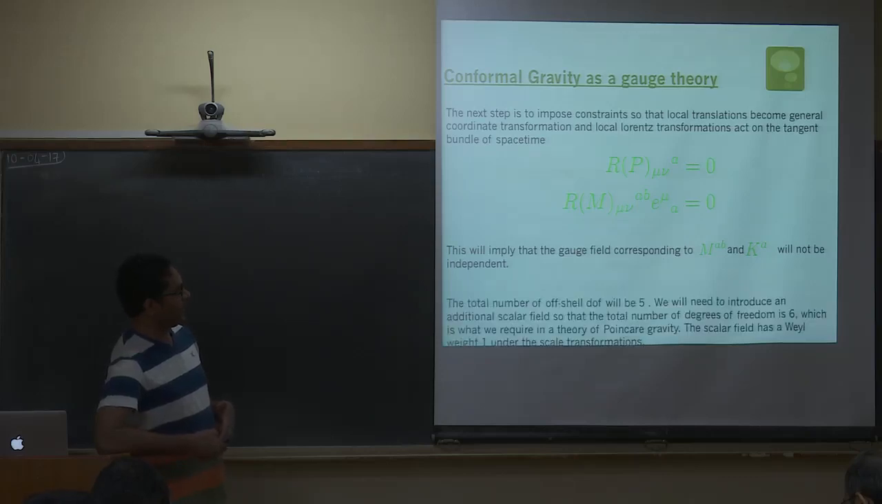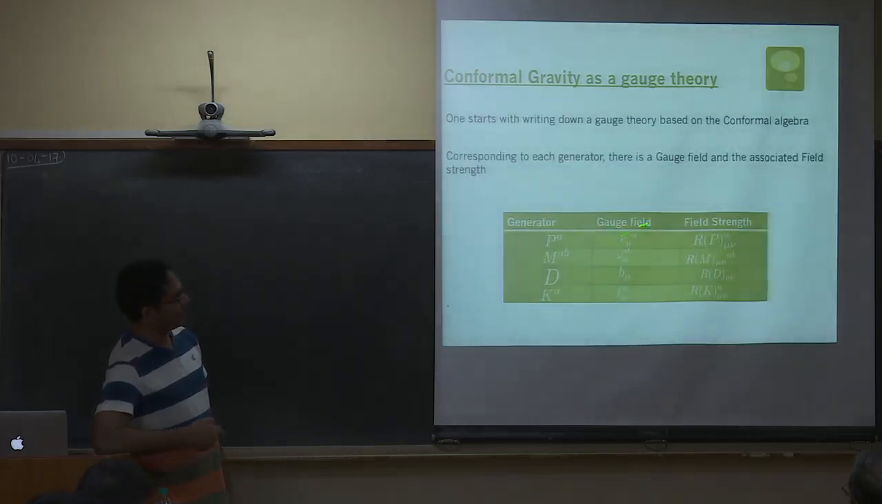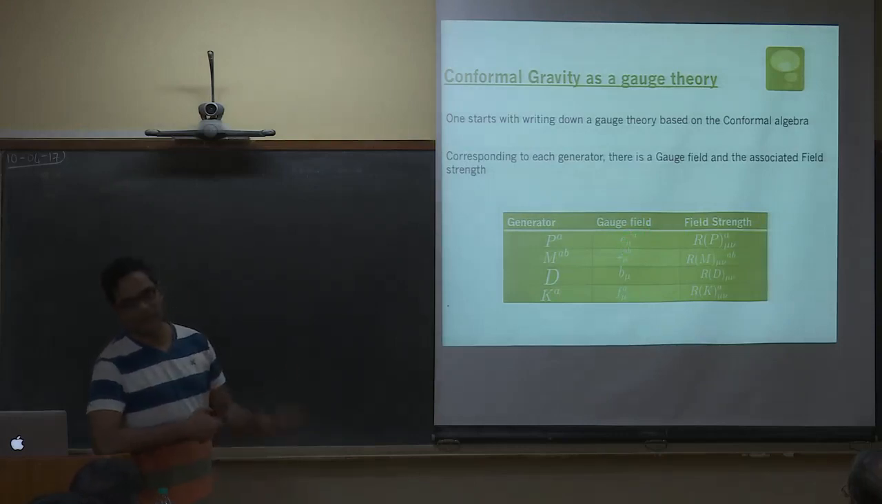However, now if you start counting, you will see that the total number of off-shell degrees of freedom will be 5. You count the number of degrees of freedom and then subtract the gauge transformations. E mu A is 4 times 4, which is 16. I count the independent fields: E mu A and B mu are the independent fields now, so it's 16 plus 4, which is 20. And the symmetries are general coordinate transformation, local Lorentz transformation, dilatation and special conformal transformation. If you subtract those, you will get 5.